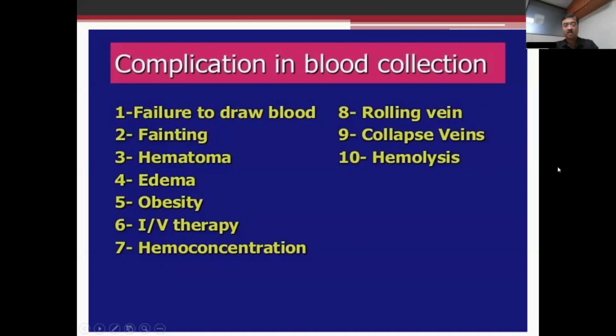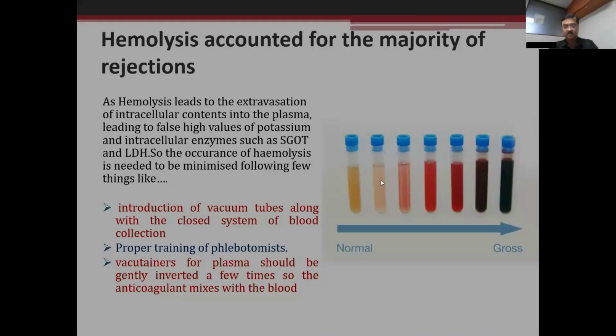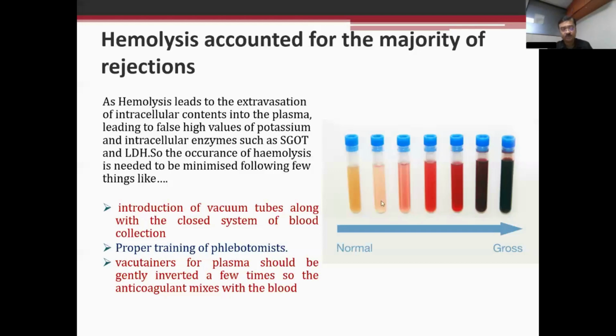So all these things can occur from the first step, that is blood collection. Now, hemolysis accounts for a majority of reactions. As you know, hemolysis in previous times used to interfere with a number of parameters, like even creatinine, urea, bilirubin. But nowadays, with the advent of newer technologies, this interference has actually gone down. But certain things called endogenous interferences cannot be ruled out.